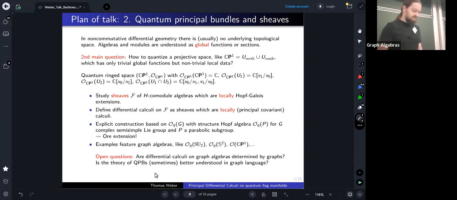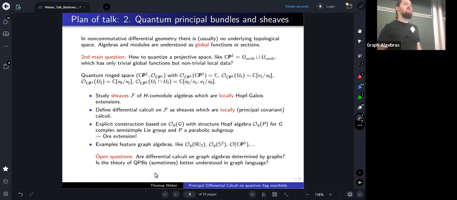So then, yeah, some open questions. Just during this conference, I was also wondering, maybe one could think about differential calculi on graph algebras, and maybe they are also given in terms of graphs, something like this. And okay, the second question here: since many of the examples will be in terms of graph algebras, maybe one could even learn something about quantum principal bundles from the language of graph algebras.